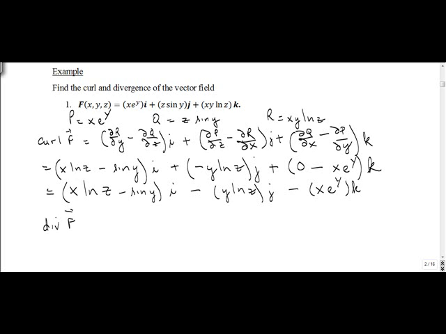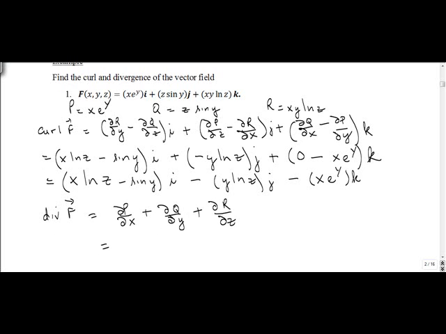Div of F, let me write down the formula again. Partial P with respect to x plus partial Q with respect to y plus partial R with respect to z. Okay, so the first one is just e to the y. Partial Q with respect to y is z cosine y. And the last one, partial R with respect to z, is xy over z.